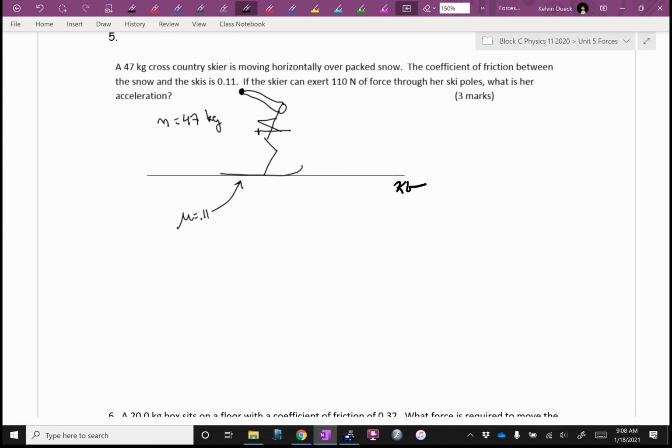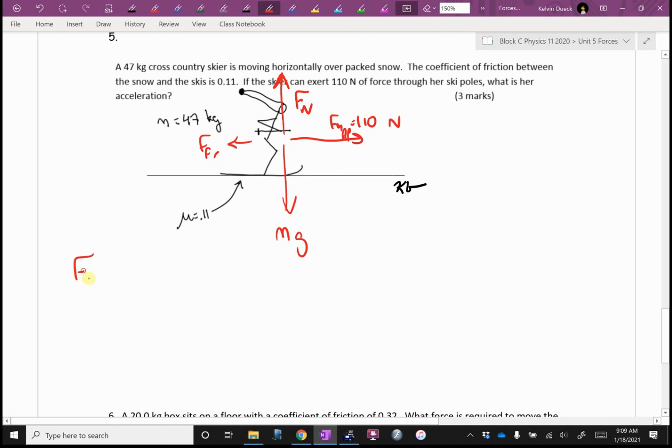Wants me to find A. Well, let's see. We have gravity, normal force. The skier pushes backwards with the poles, but I think that means the snow is pushing forwards with an applied force, or F snow, or whatever you want it to call it. And there is friction. So I think my equation is going to be F applied minus friction equals MA.